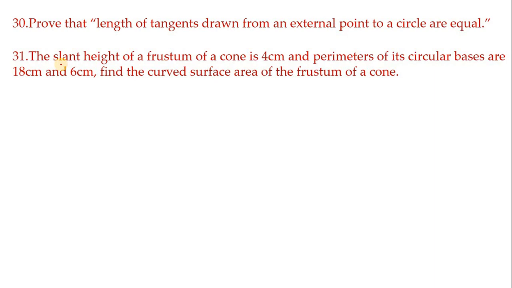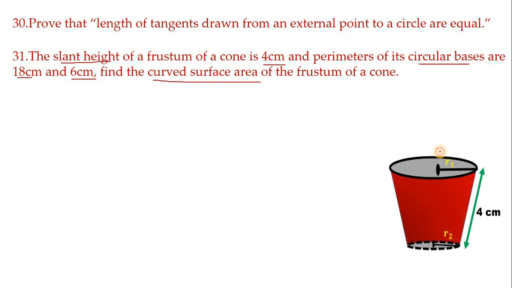Understand what things are given in the problem. The slant height of the frustum of a cone is given. Slant height, that is L, is 4 cm. And the perimeters of its circular bases are 18 cm and 6 cm. So perimeters are given, and we need to find the CSA of the frustum of the cone. First, for that, let me take a suitable figure, children. It is the related figure.